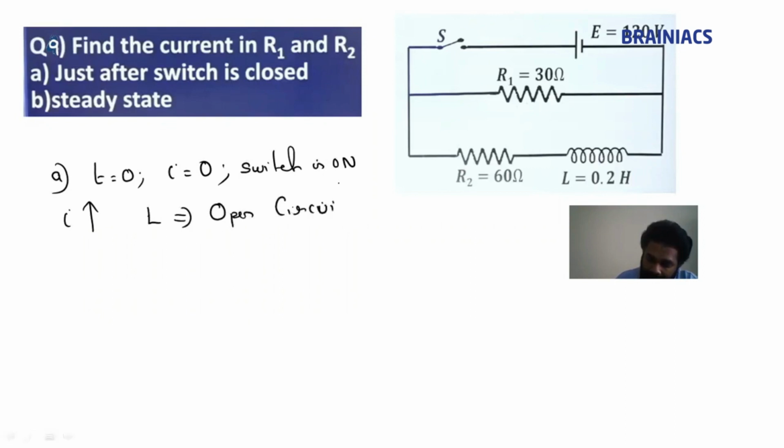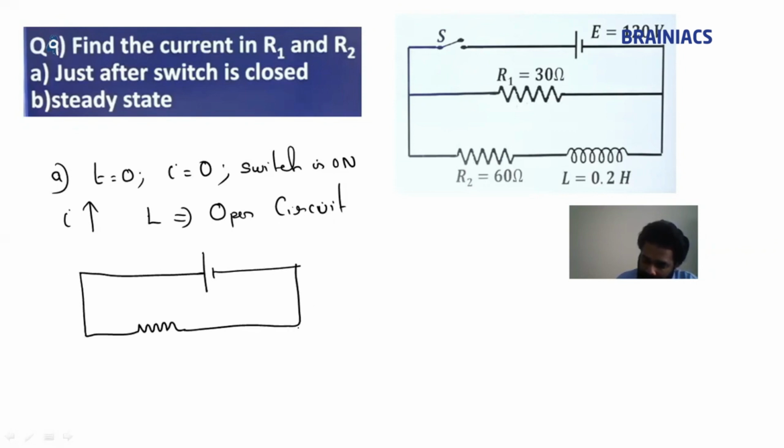So the switch is closed. This is the battery EMF, and this is resistance R1. Now what about here? Here this is going to be an open circuit, so no current will flow through this. The inductor will not allow any current to pass through. So R1 is equal to 30 ohm.